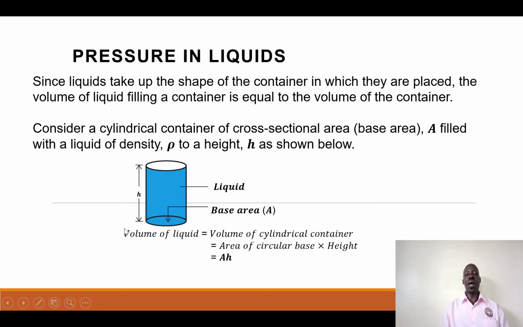For now, we are going to calculate the volume of the liquid. The volume of the liquid can simply be got from the volume of the cylindrical container, since liquid takes up the shape of the container. Volume of liquid is got from the area of the circular base times height. We represent the area of the circular base with letter A and the height with letter h. So in summary, the volume of the liquid is A h.